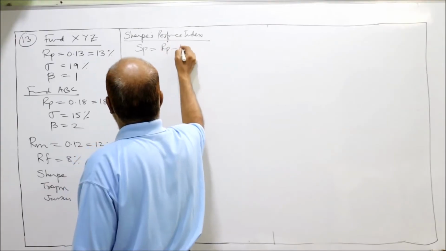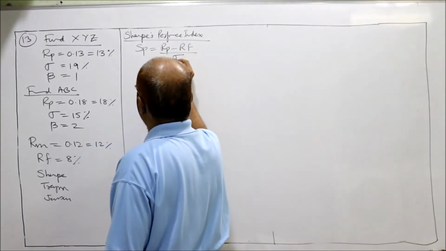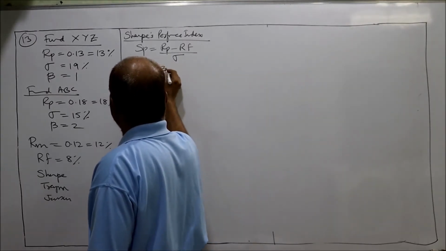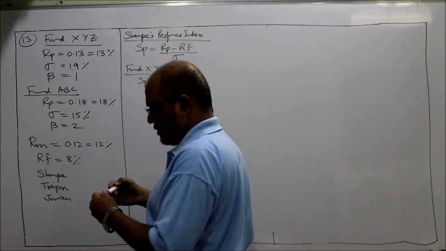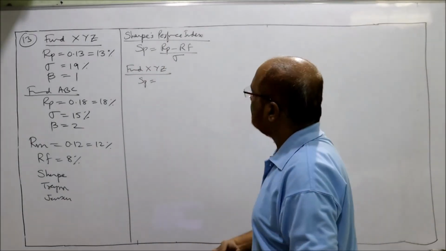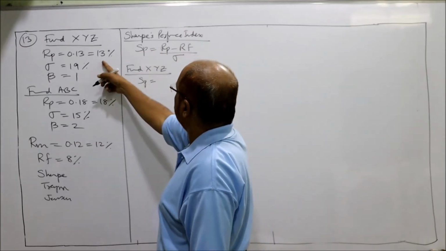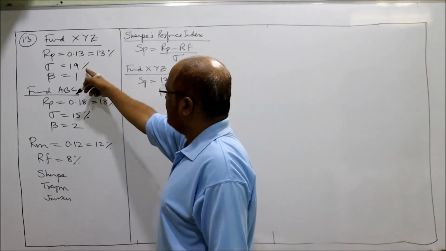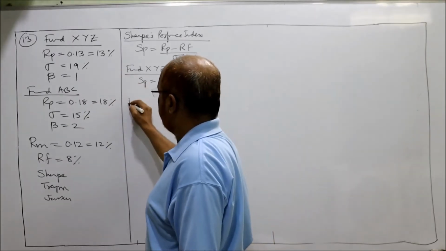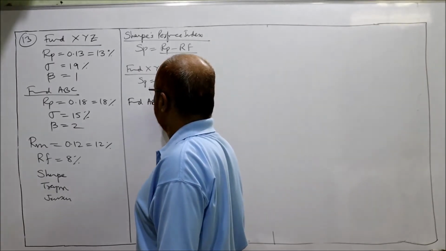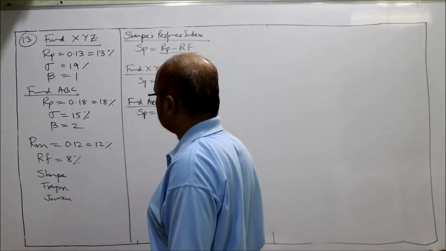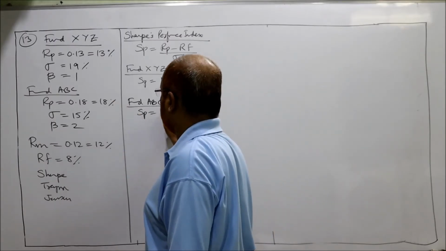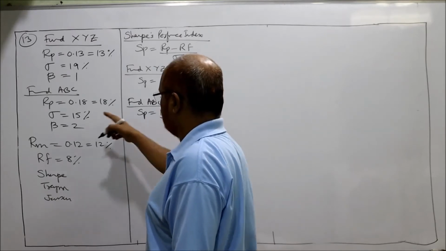SP is equal to RP minus RF divided by standard deviation. So first we take fund XYZ. SP is equal to, for fund XYZ, RP is 13%, risk-free rate is 8%, standard deviation 19. Fund ABC. For fund ABC, SP is equal to 18 minus 8 divided by 15.